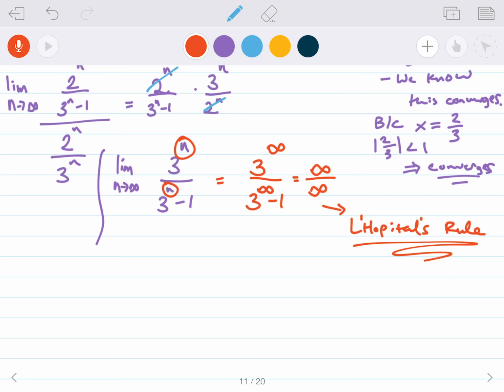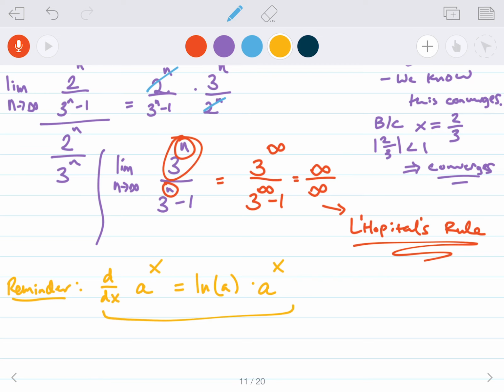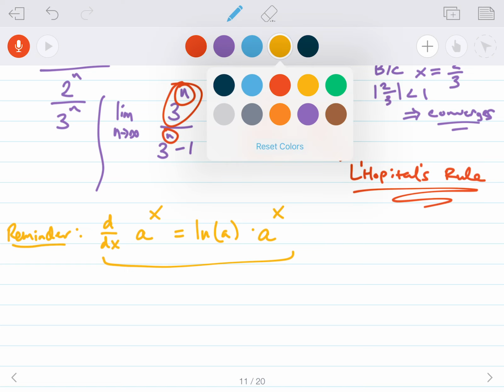So L'Hopital's rule says, hey, we can take the derivative of the top and the bottom and then evaluate the limit. We haven't really done a lot of practice with this semester, but we talked about it last semester, what the derivative of a function like this looks like. And I'll just remind you right here, in case you forgot, if we take the derivative of a constant to a variable, that's going to equal ln of that constant times that constant raised to the x. This is just how we take the derivative of things like this.